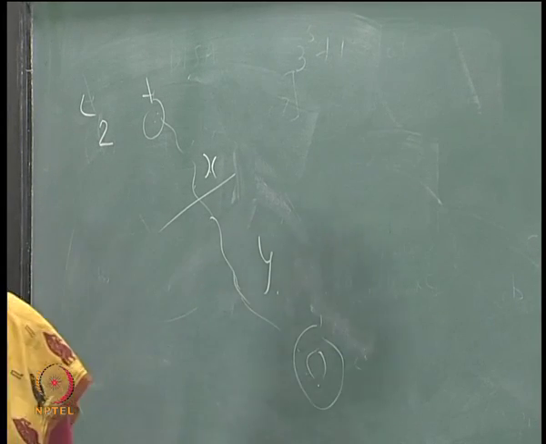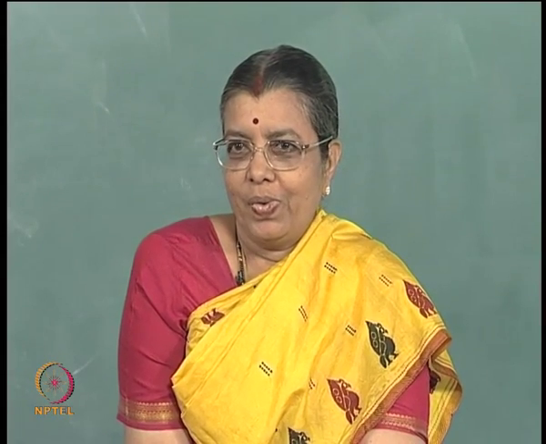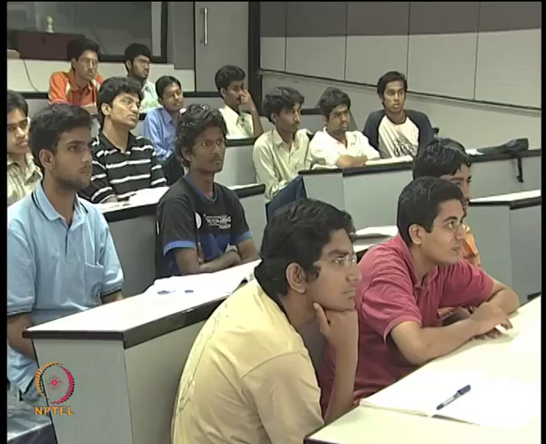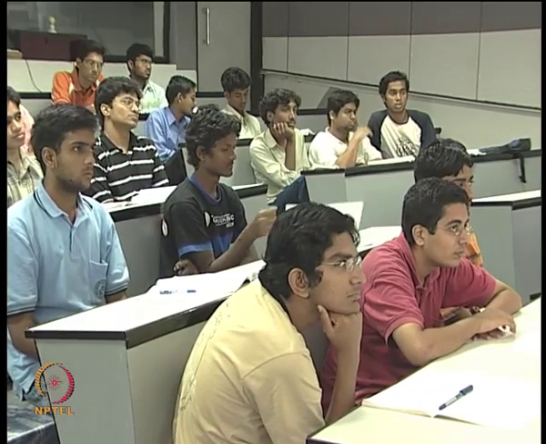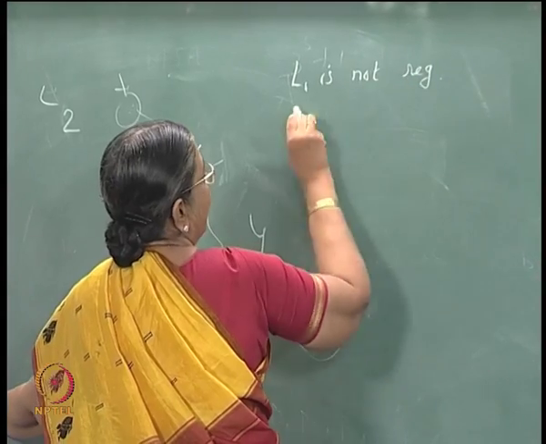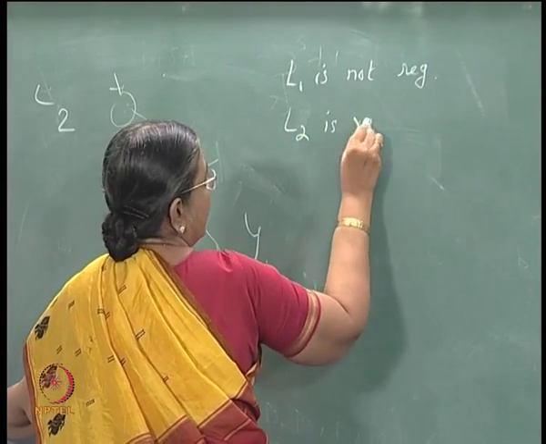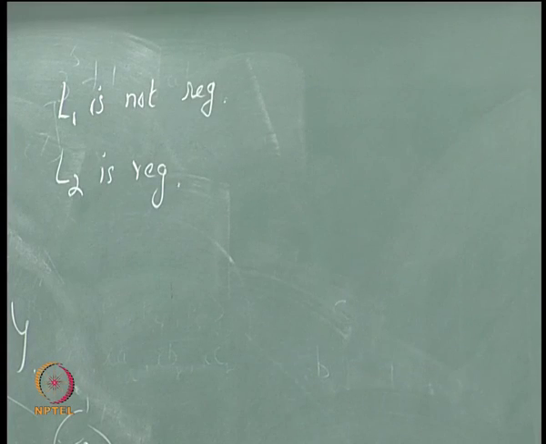How many of you were able to do this? Is L1 regular? No. Is L2 regular? Yes. L2 is regular, but L1 is not regular. So, how do you show that? To show L2 is regular, you have to construct a finite state automaton.